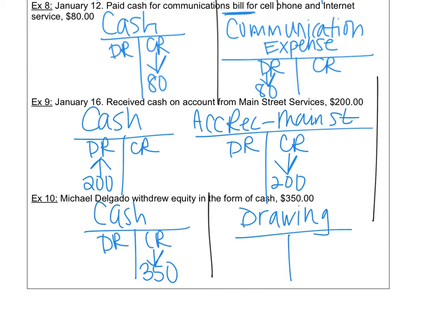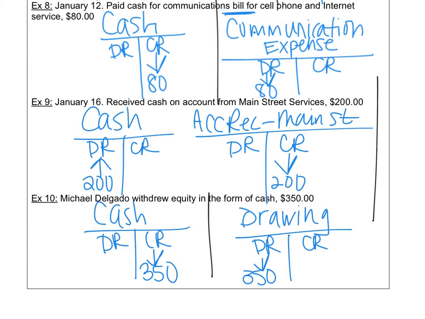And our capital would also be decreasing because he's taking money out of the business. So I need to decrease owner's equity, which means I would debit drawing. Remember, let me finish this first. So we would decrease owner's equity for $350. So I get a debit and a credit of $350.